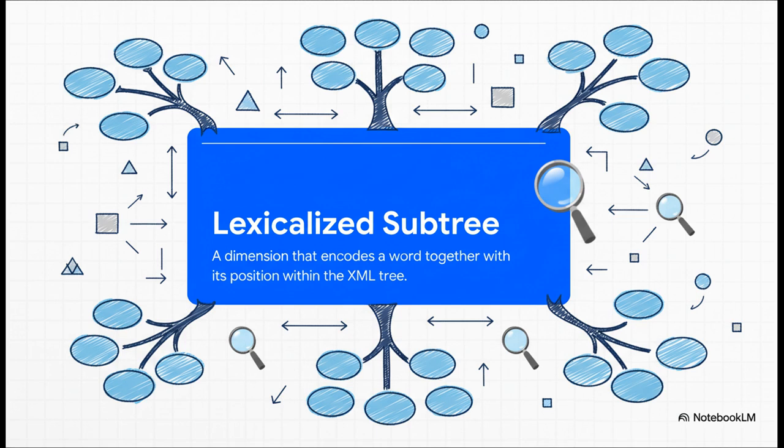So it's not just the word Gates anymore. No. It's now something like the path to the author tag /Gates. A lexicalized subtree is a whole new kind of dimension for our vector space. It's one that combines a word with its full, unique path from the very top of the XML document.